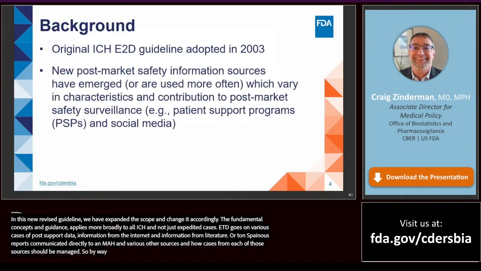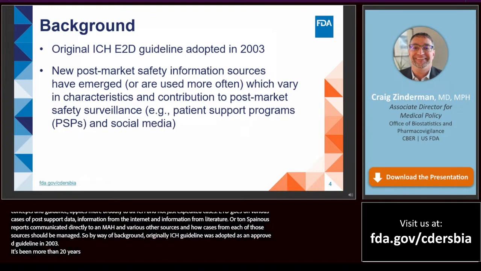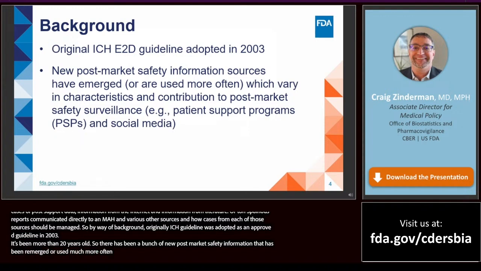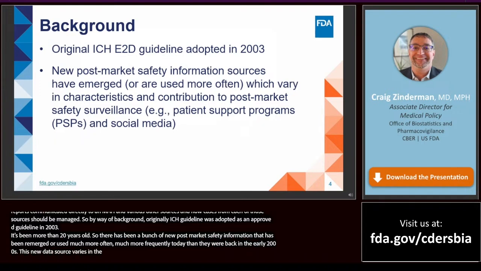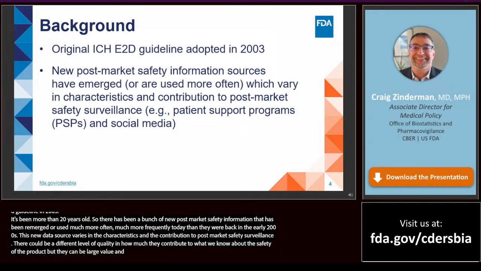So by way of background, the original ICH E2D guideline was adopted as an approved guideline in 2003, so it's more than 20 years old. There's been a bunch of new post-market safety information data sources that have emerged, or at least are used much more often, more frequently today than they were back in the early 2000s. And these new data sources vary in their characteristics and their contribution to post-market safety surveillance. They could have a different level of quality in how much they contribute to what we know about the safety of products, yet they can be really large volume and large burden for marketing authorization holders and regulators alike.